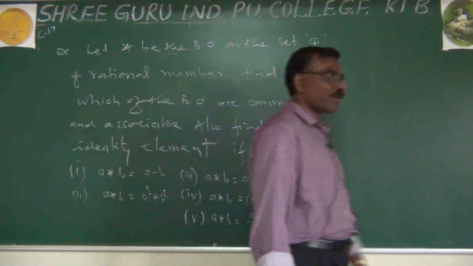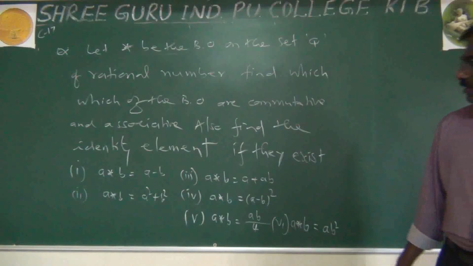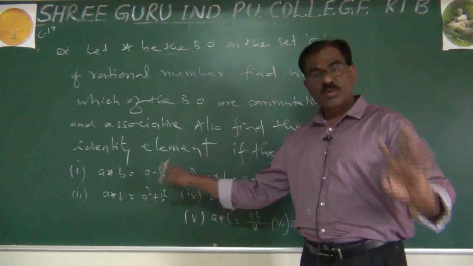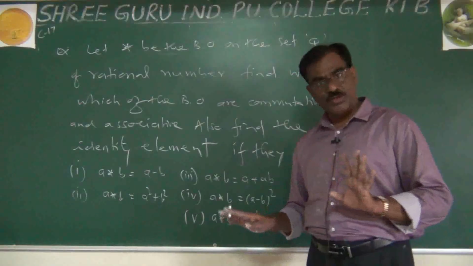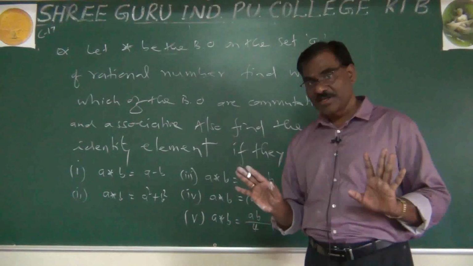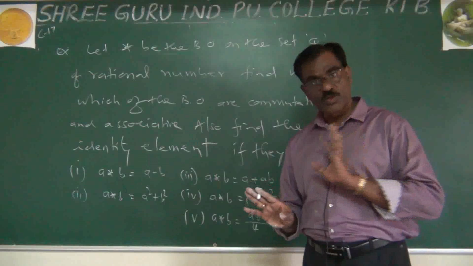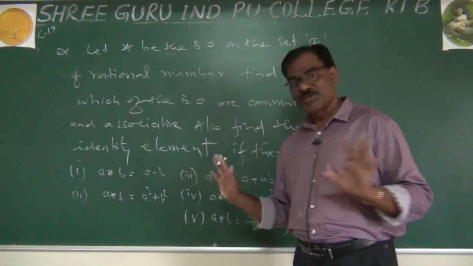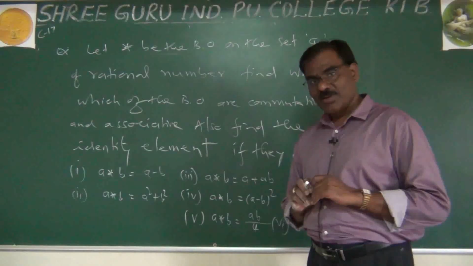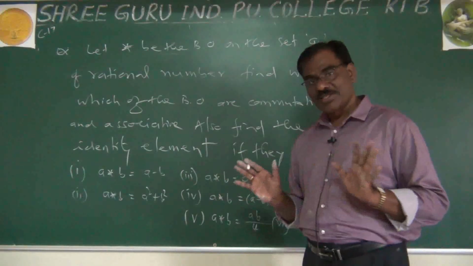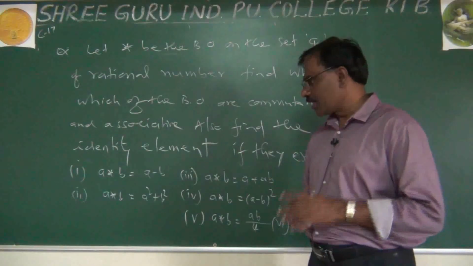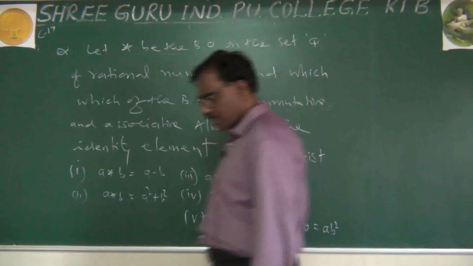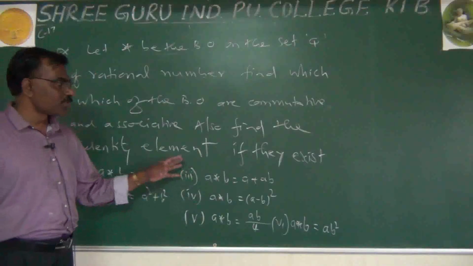Almost the same only. The question is very simple: you check whether it is commutative and associative. I am very sorry, I am not solving commutative and associative; you have to practice. I am only doing whether the identity exists and how to find the identity. So these six problems.